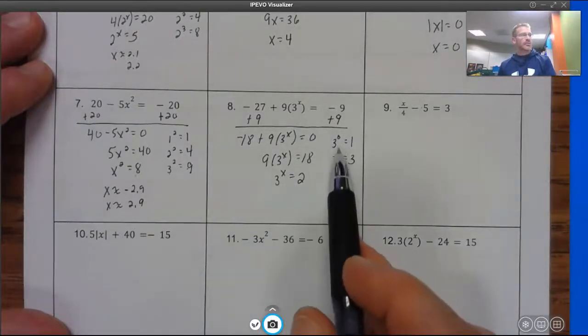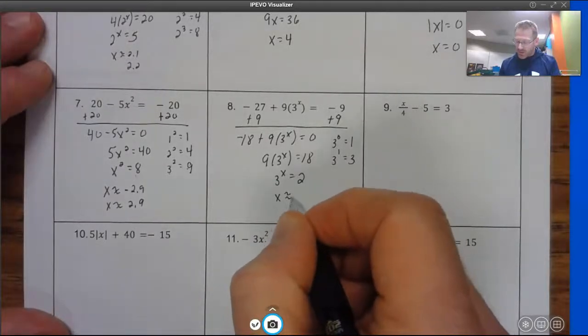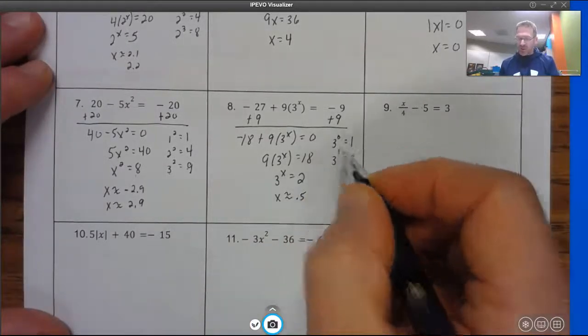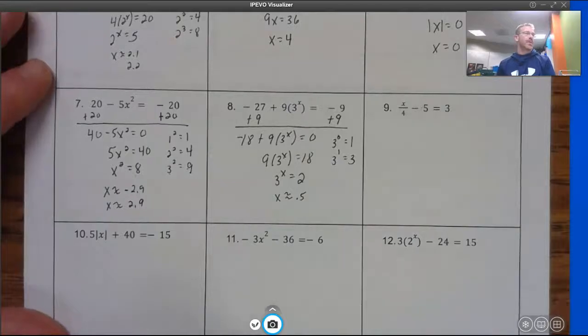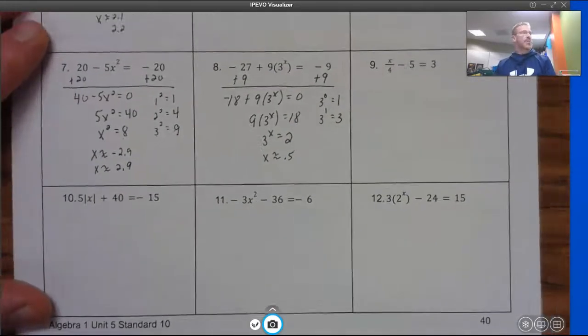So that means x has to be between 0 and 1, and maybe pretty close to the middle, right? So I'm going to estimate, okay, maybe this is going to be like 0.5. So somewhere between 0 and 1. All right, let's see if we can get through the next 4 examples here for this video.